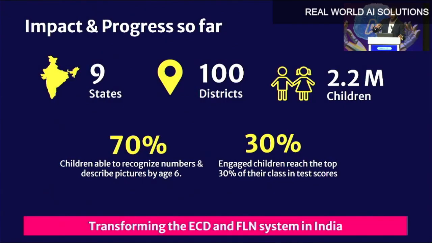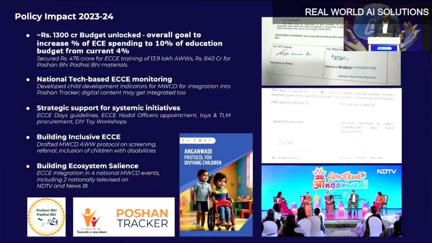This comes from about 9 states that we work in, 100 districts, 2.2 million children, and the impact lies in that compared to 40% in control, 70% of children are now able to recognize letters and describe pictures, and the engaged children reach the top 30% of their class, right? So that's something that we're really excited about.